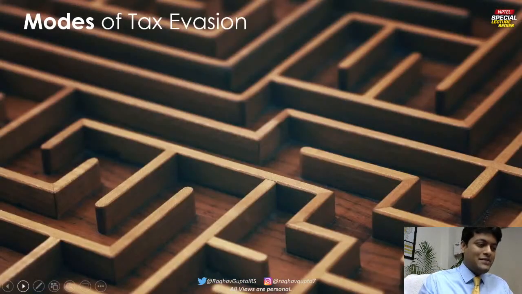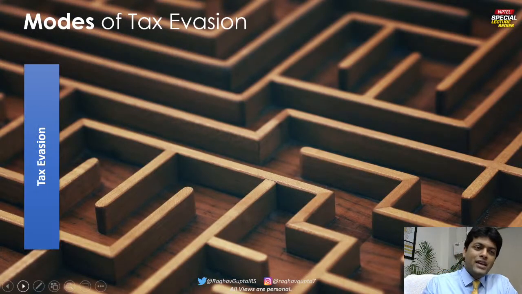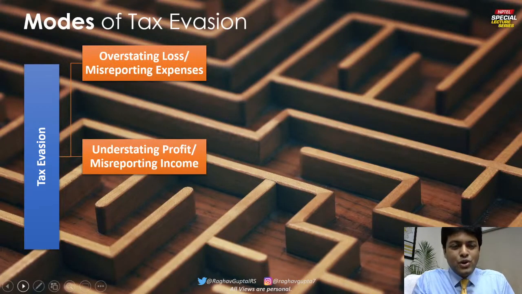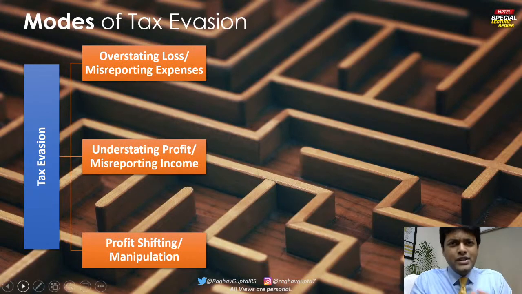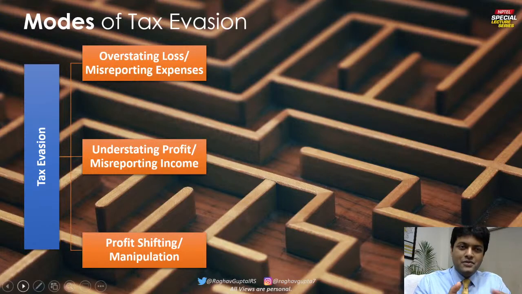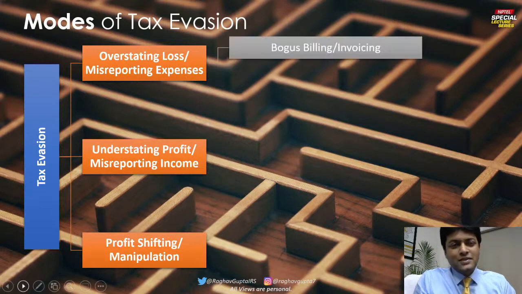So that is a history of tax evasion, and now we look at various modes of tax evasion, how tax evasion really occurs. Broadly speaking, tax evasion can be classified into three broad groups. The first one is overstating loss or misreporting the expenses. The second one is understating the profit or misreporting the income. And the third is profit shifting or manipulation. Now, this is not a very fixed criterion. A lot of modes and methodologies followed for tax evasion could fall in the other groups as well. So this is largely what is observed in tax evasion.